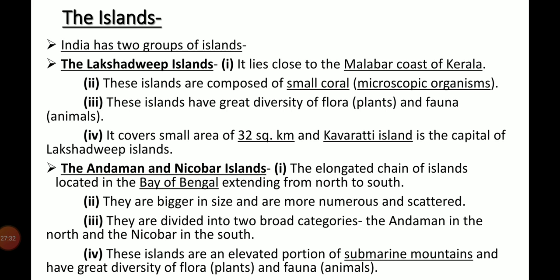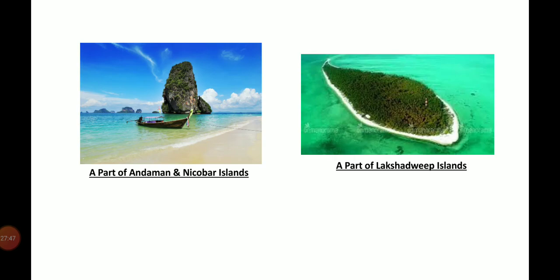These islands lie close to the equator and experience an equatorial climate, and rainfall and temperature are also high there, and there is tropical evergreen rainforest cover. Here we see one part of the Andaman and Nicobar Islands and one part of the Lakshadweep Islands. On the left side are the Andaman and Nicobar Islands and on the right side are the Lakshadweep Islands.